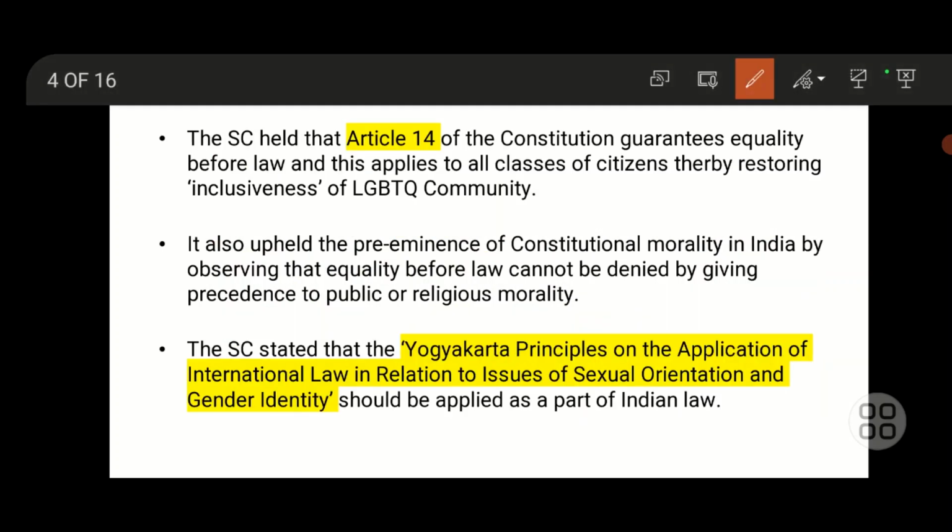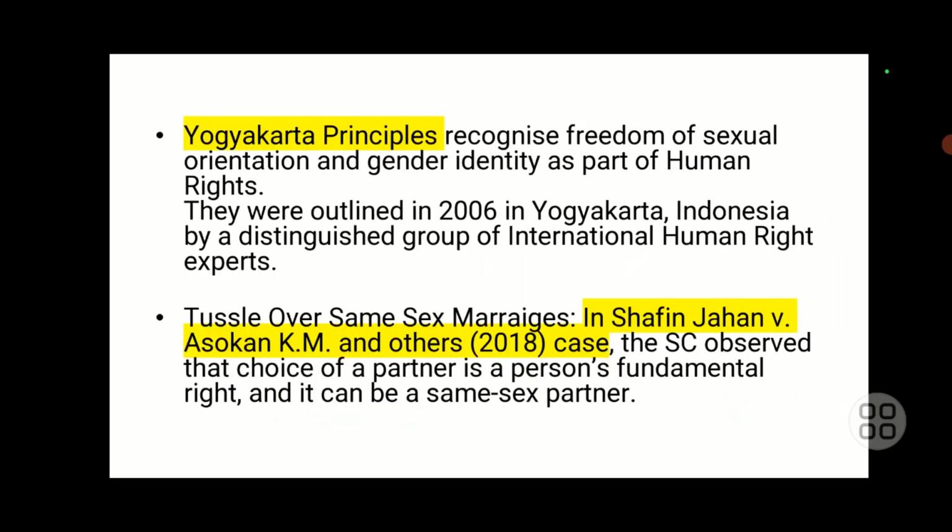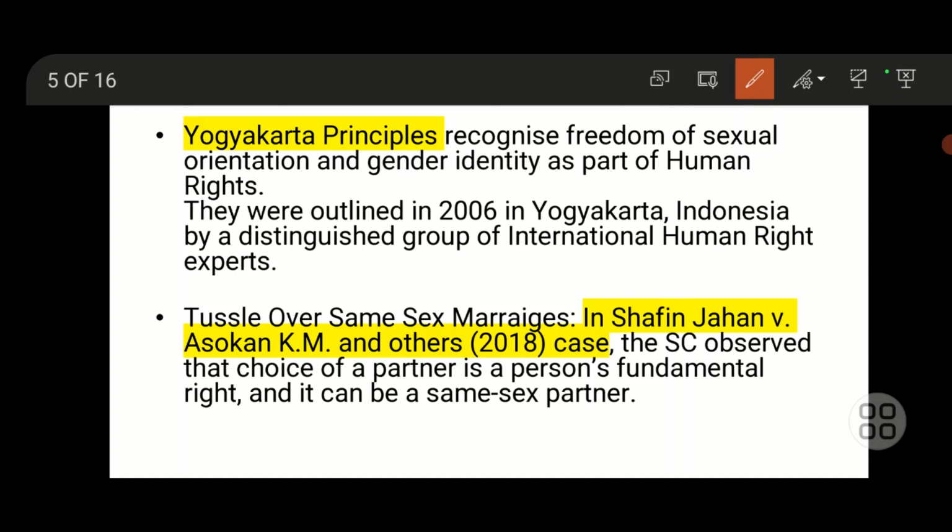The Supreme Court also held that Article 14 guarantees equality before law, which means it applies to all classes of citizens. All classes in the sense that it includes the LGBTQ community also. The Supreme Court also referred to the Yogyakarta Principles on the application of international law in relation to issues of sexual orientation and gender identity. The Yogyakarta Principles recognize freedom of sexual orientation and gender identity as part of human rights. So there was a tussle over same-sex marriage.